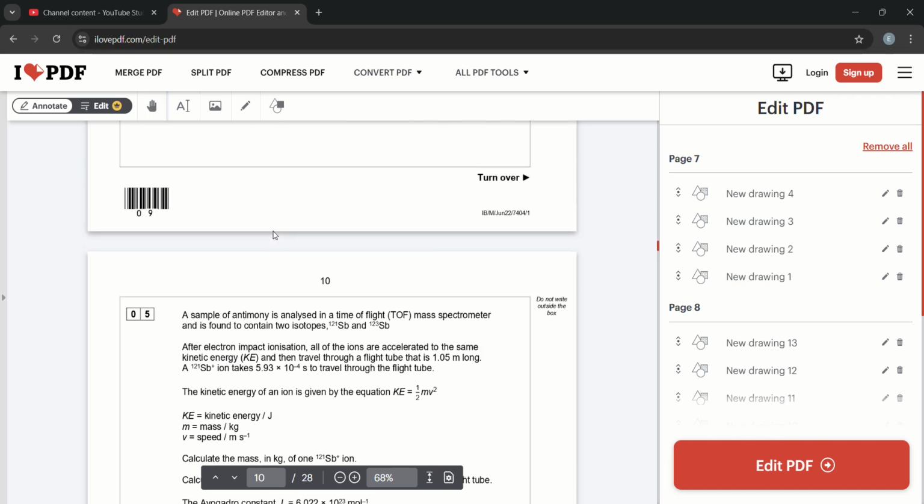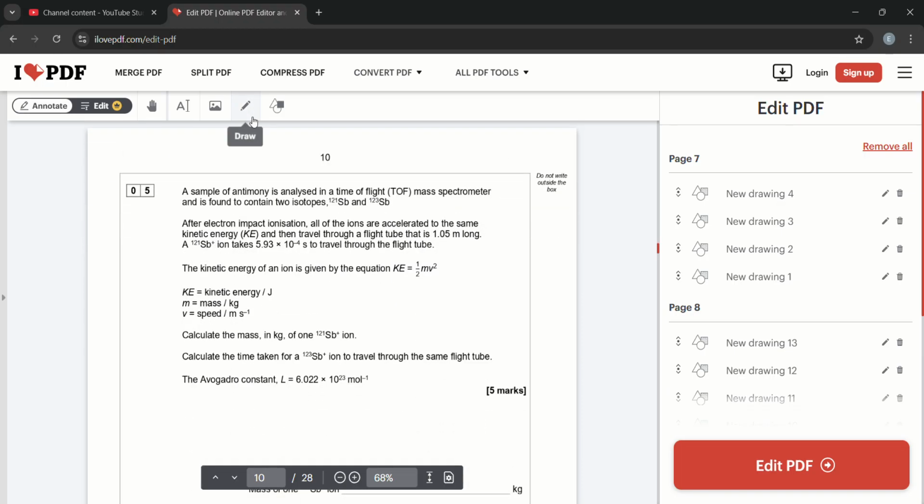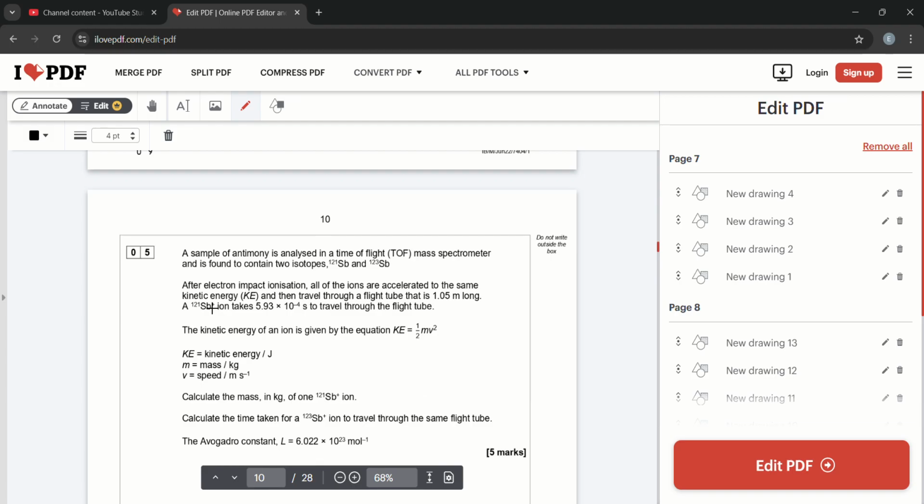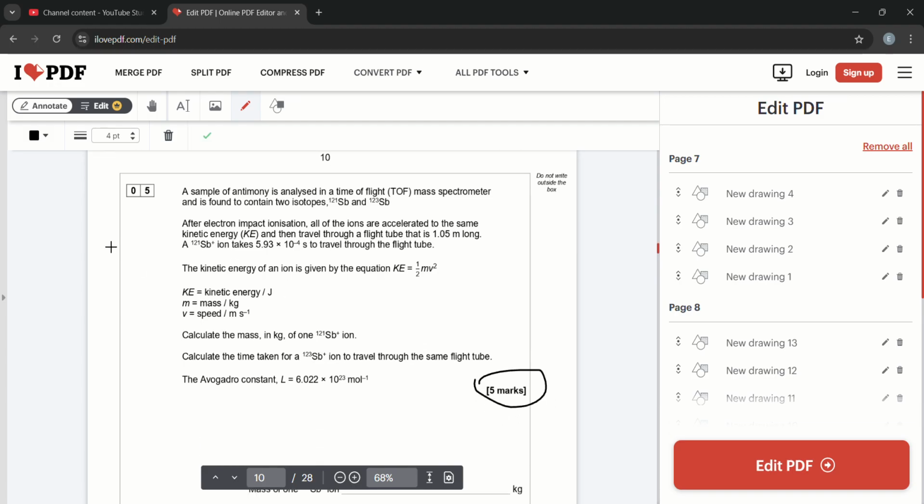Question 5. This is a pretty long question. Well, it's only one part, it's only one question. It's 5 marks and it gives us a bunch of information, and that's why I feel like students will struggle with it, including myself, because it's just so much information.